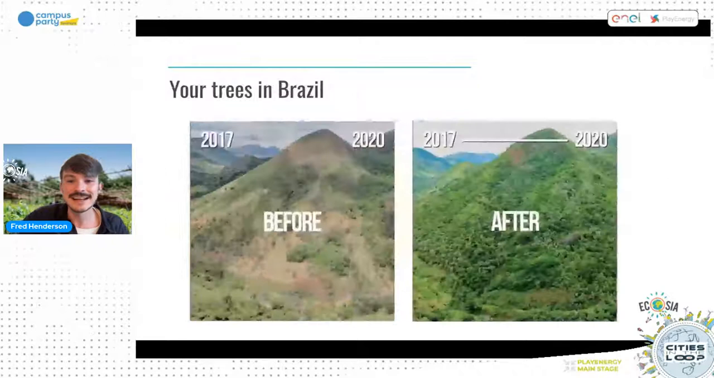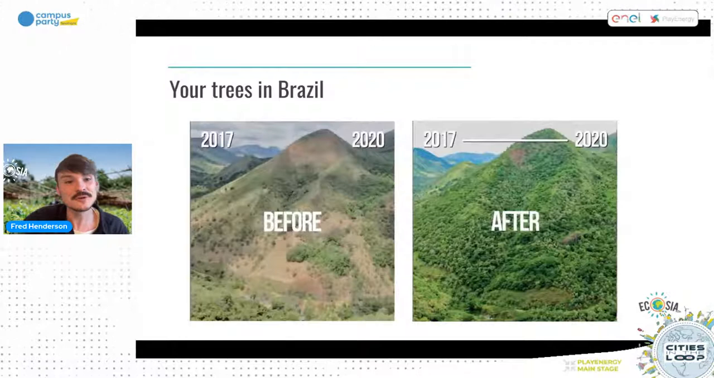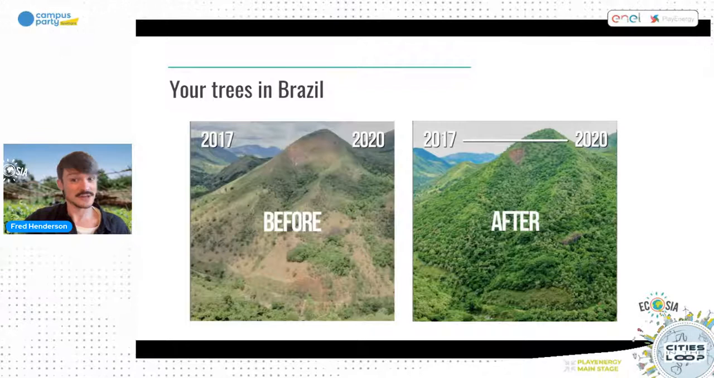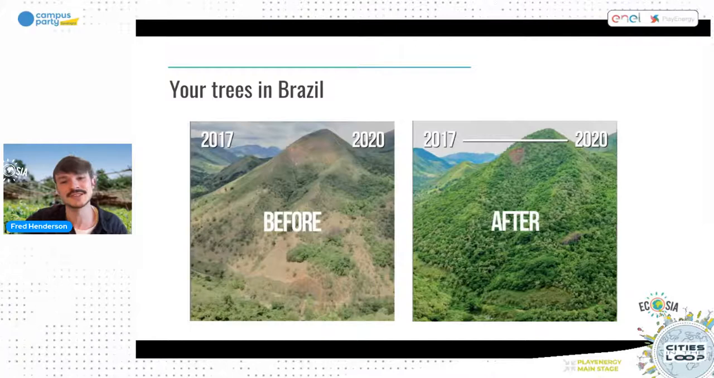And this is just to give you an example of the trees that we planted in the Atlantic forest, where you can see in 2017, when we started planting trees on the mountain slope here, a lot of the soil is degraded and you can see that there's not many trees, but just after 3 years, you can see that we've heavily been able to reforest this landscape. And this is really down to our search engine users and the impact that we can collectively have together.